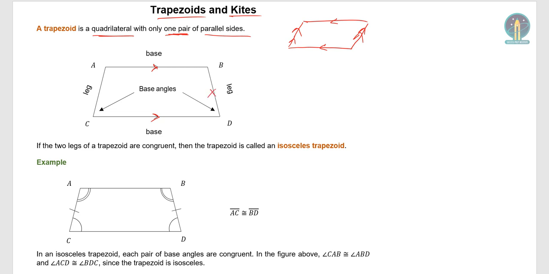These do not have to be parallel. Now, if the two legs of a trapezoid, which are these guys, are congruent, so you start off with two parallel sides, you get a trapezoid. If you have congruent legs, then the trapezoid is called an isosceles trapezoid.